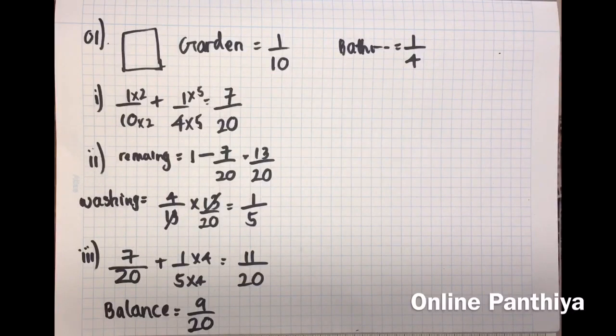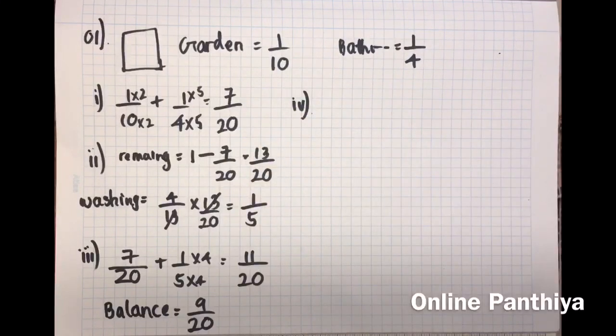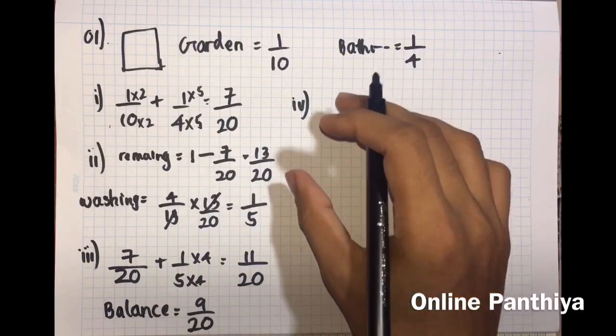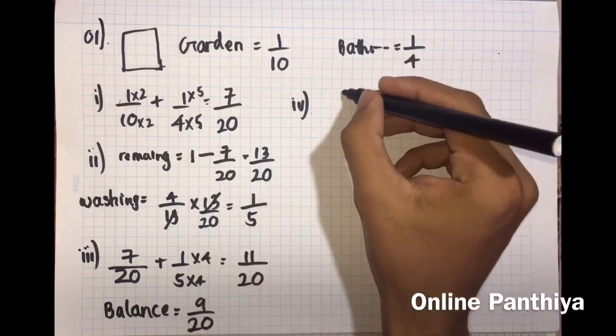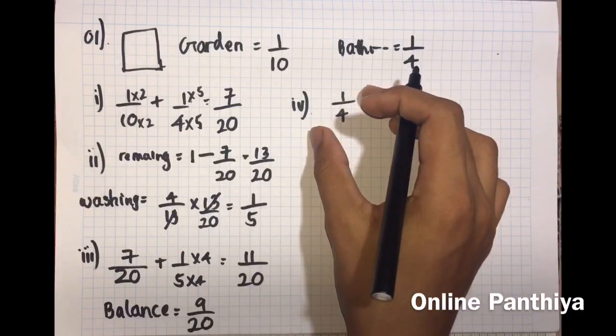Now let us move on to the last part. Before moving on to Roman number 4, they have given a statement. When another 500 liters of water is used for kitchen requirements, 1/4 of the tank remains filled. Now this was the balance. From this, they use 500 liters, and the balance they have is 1/4. Finally, after using 500 liters, they have a balance of 1/4. That means from the balance we had earlier, if you subtract this amount, you should get how much?